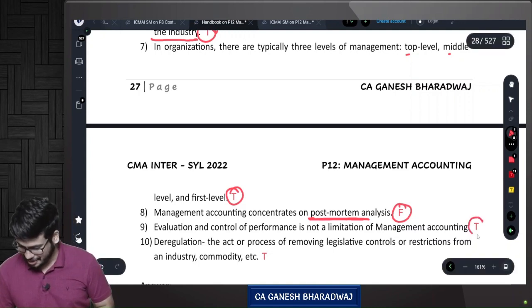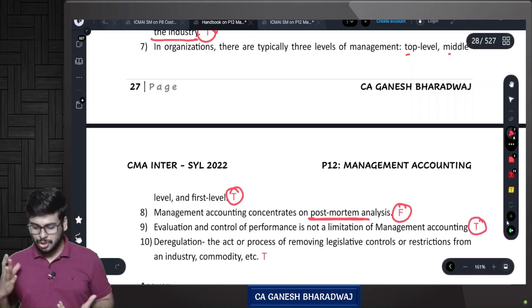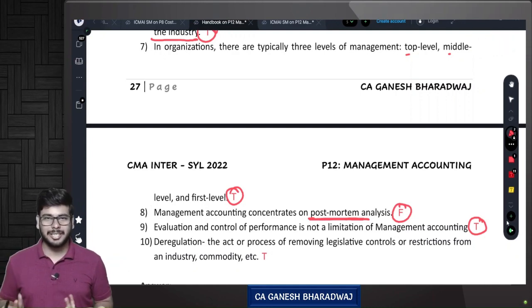Anyways, what kind of a question? I don't know. Evaluation and control of performance is not a limitation. Correct, it is not a limitation. Fine. Look at the question. I mean, that is very lame.